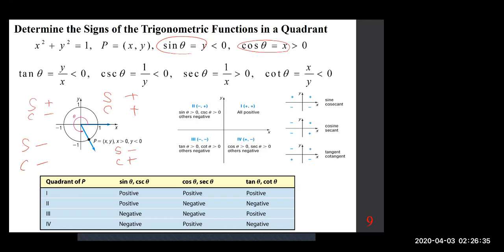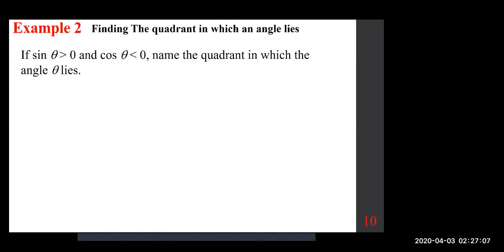I have a little trick to remember. Please share with us. My trigonometry instructor told us this little trick: it's "All Students Take Calculus." So A for all, S for students, T for take, C for calculus.